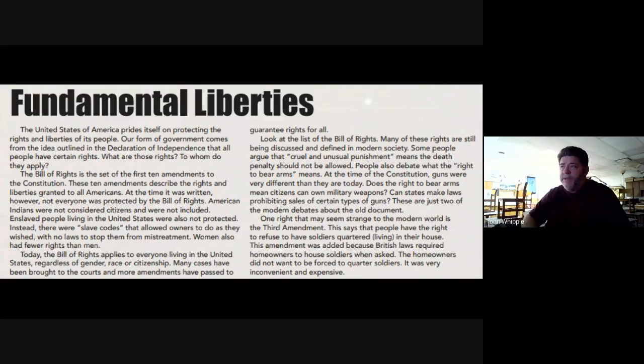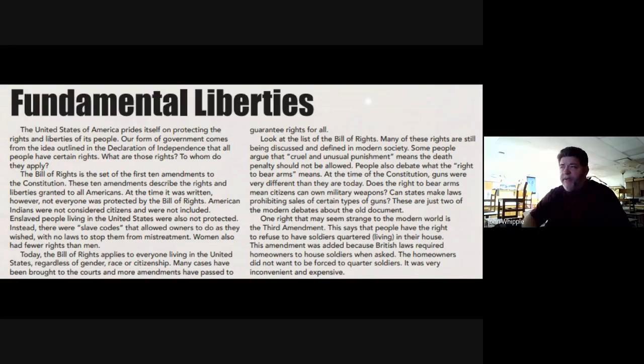The Bill of Rights is the set of the first 10 amendments to the Constitution. These 10 amendments describe the rights and liberties granted to all Americans. At the time it was written, however, not everyone was protected by the Bill of Rights. American Indians were not considered citizens and were not included.